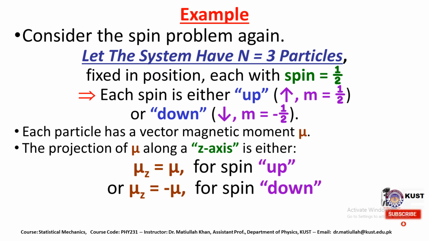For this case, let the system have n equal to 3 particles, fixed in position, each with spin equal to 1 over 2, and each spin is either up or down. So we have two values for that. When the spin is up, it has the value m equal to 1 over 2. When the spin is down, it has the value m equal to minus 1 over 2. Each particle has a vector magnetic moment called mu, and the projection of mu along the z-axis is either up or down. For spin up, it has plus mu, and for spin down, it has minus mu.